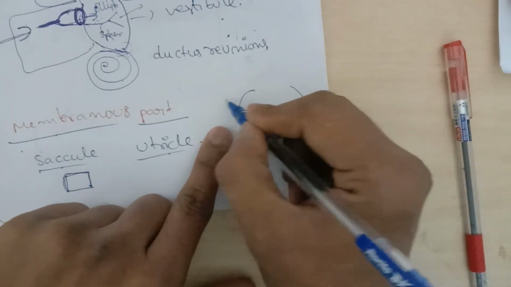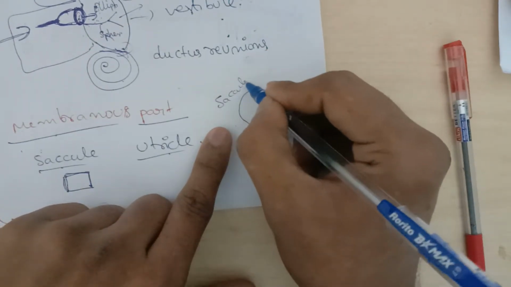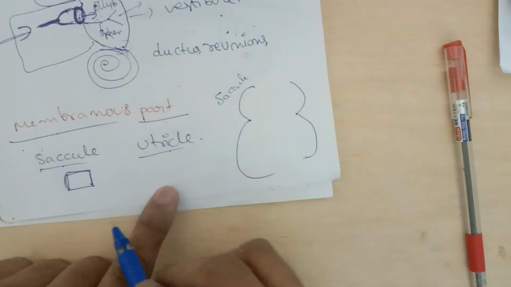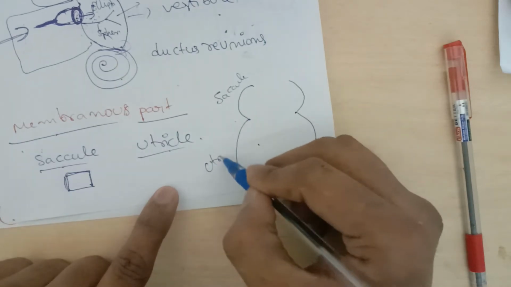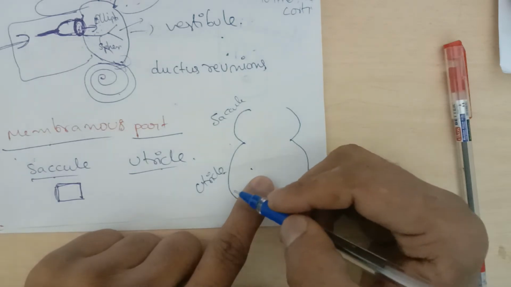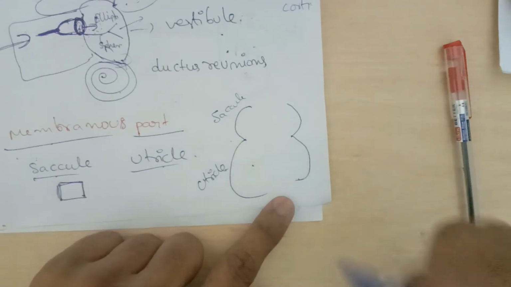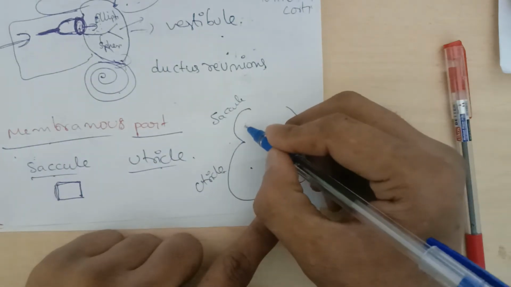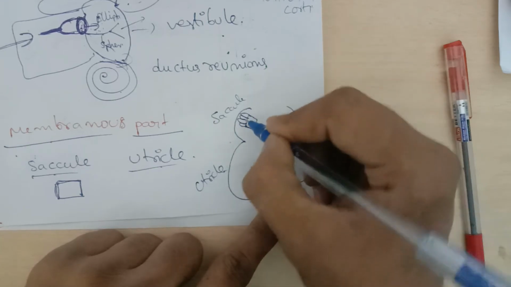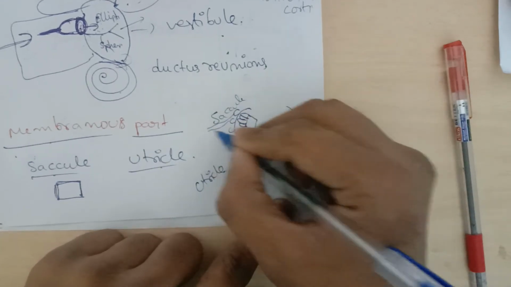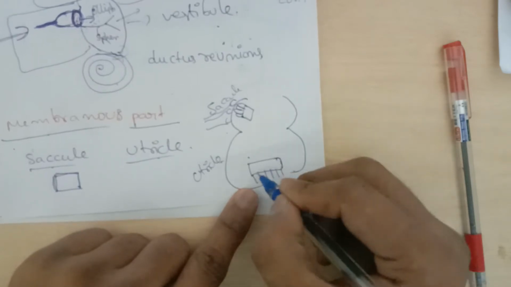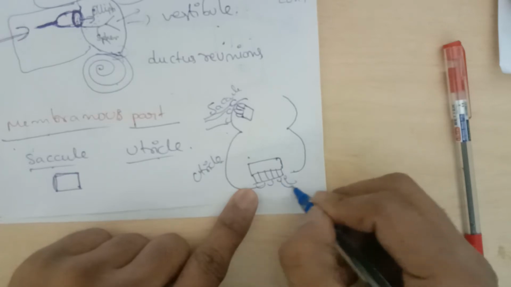This is the saccule. This is the utricle. The saccule is always smaller and the utricle is larger. I will show how the sensory epithelium is arranged in the saccule and how it is arranged in the utricle. This is the arrangement of epithelium in the saccule. This is the arrangement of sensory epithelium in the utricle.